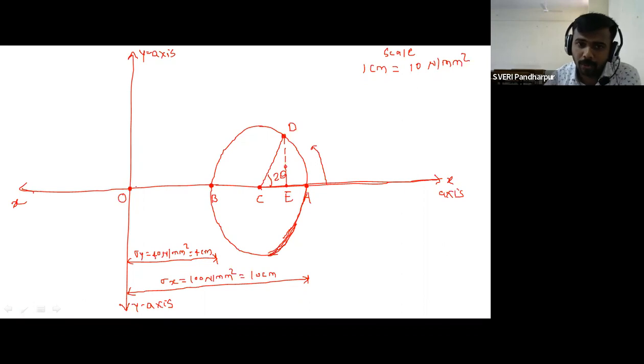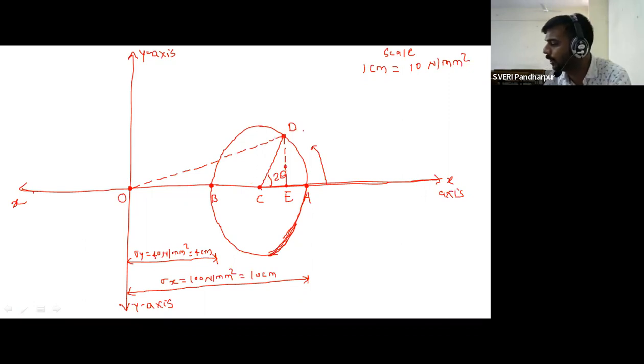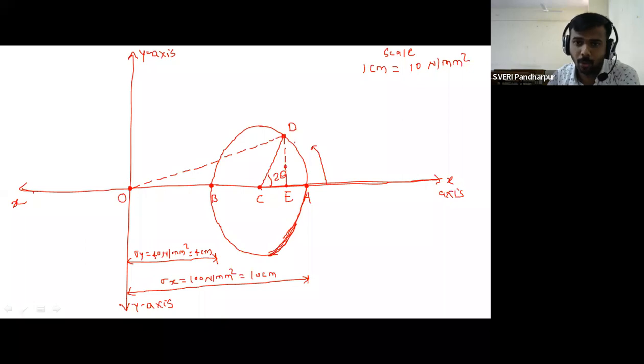From point O, draw one dotted line and join the distance OD. Where is OD? Join the point D on the circle and our origin, both points, with a dotted line. Draw the OD distance by the dotted line. Now your process is over.